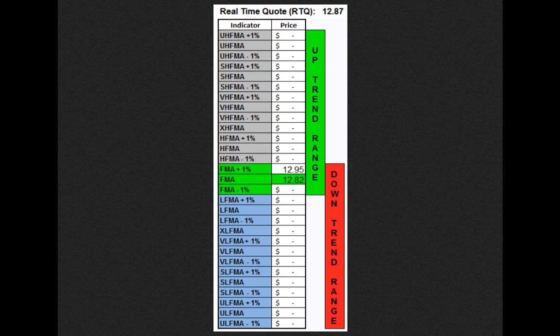The FMA stock rating algorithm has four components: the FMA stock rating indicator scale, the FMA price indicator scale, the uptrend range, and the downtrend range.